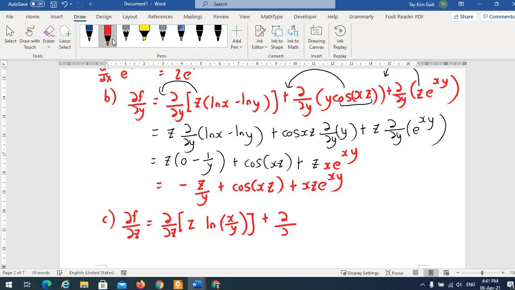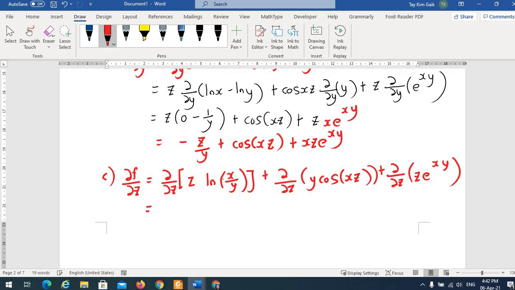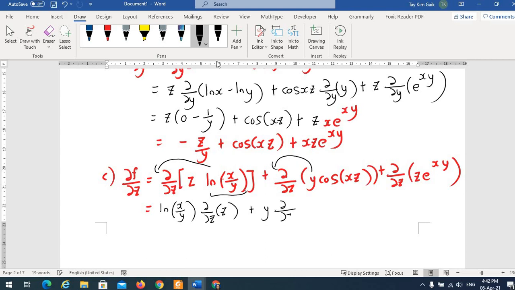And then plus ∂/∂z of y cos(xz) plus ∂/∂z of z e^(xy). So when you take ∂/∂z, ln(x/y) is constant, so factor it out, and you just have ∂/∂z of z. When you take ∂/∂z, y is constant, so factor out y. This one has a function of z, so it cannot be factored, so y ∂/∂z of cos(xz). And e^(xy) is constant, so factor it out, so plus e^(xy) ∂/∂z of z.